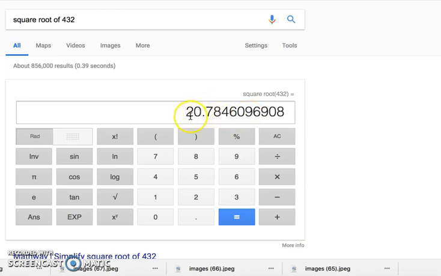So I would have 20.78, and then I need to look at the thousandths place. Remember, if it's 5 or higher, then I round up. If it's lower than 5, then all I do is I just cross out all the numbers and I keep it the same. And so in this case, 20.78 will remain the same because the 4 is not high enough to bump that 8 to a 9. So 20.78 would be my answer.